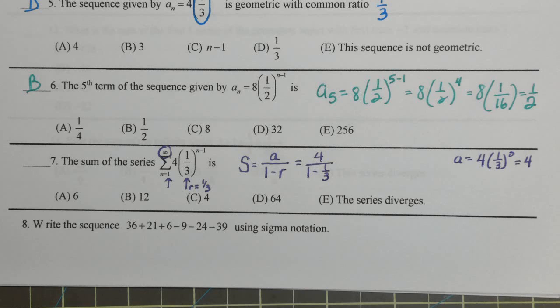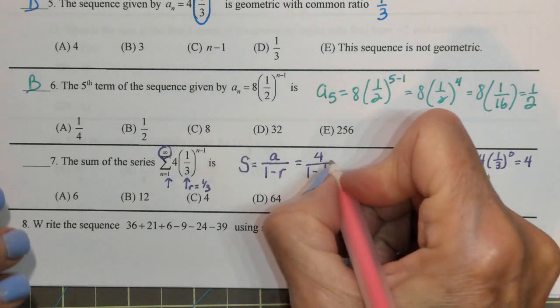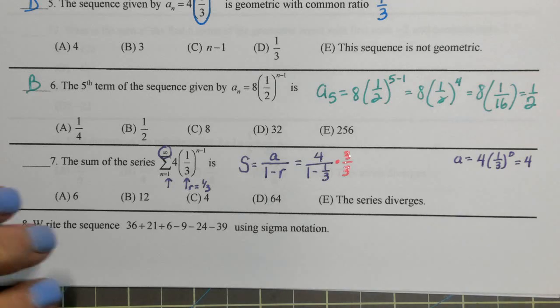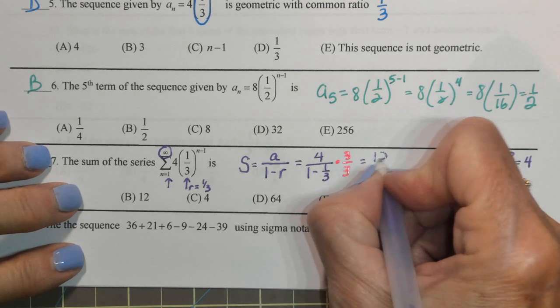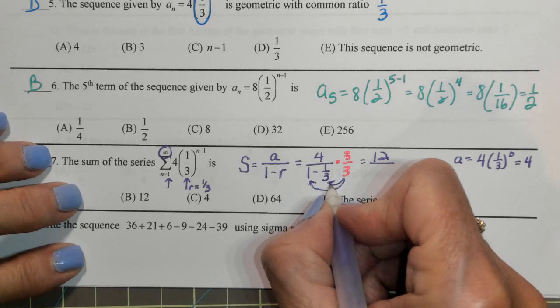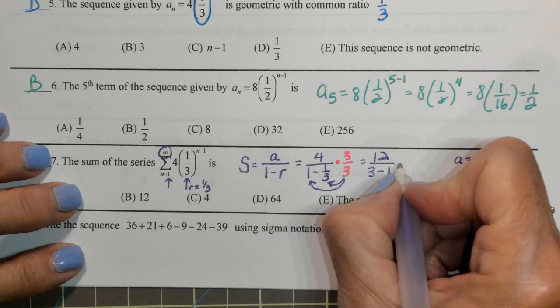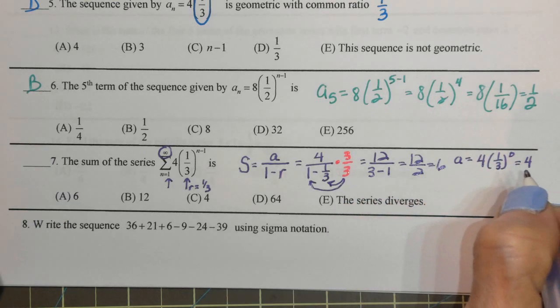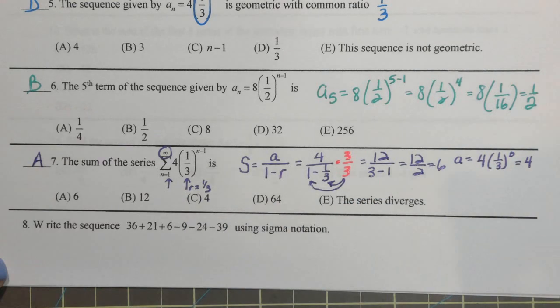I like to fix these this way. I'm going to multiply top and bottom by a 3. The top is 12, and the bottom, don't forget to distribute to each of these terms. We get 3 minus 1, so that is 12 over 2, or 6. So the sum of that series is 6.